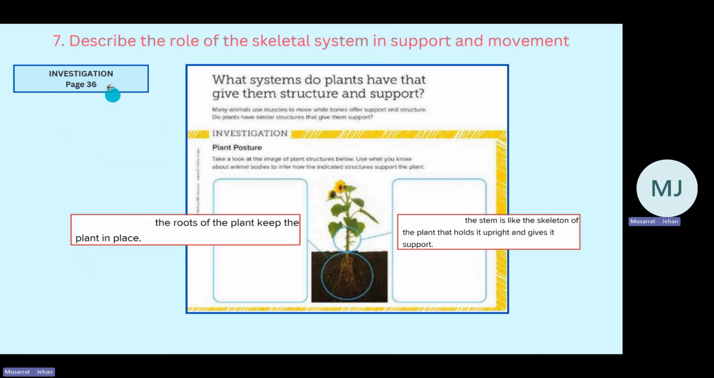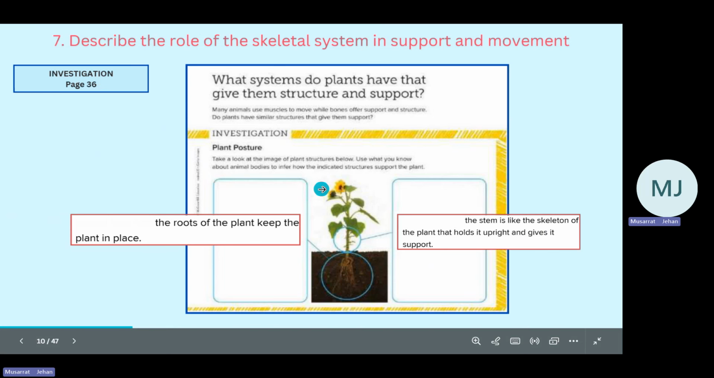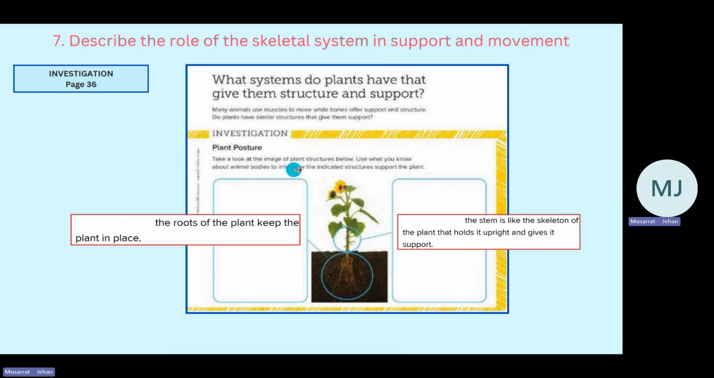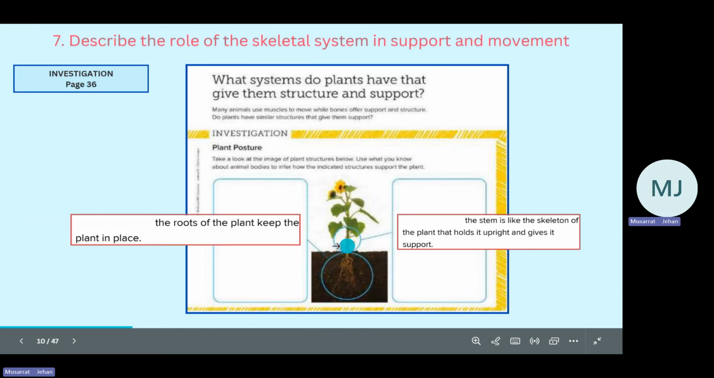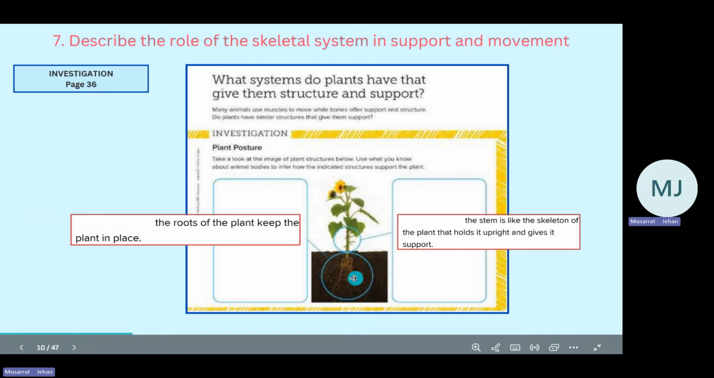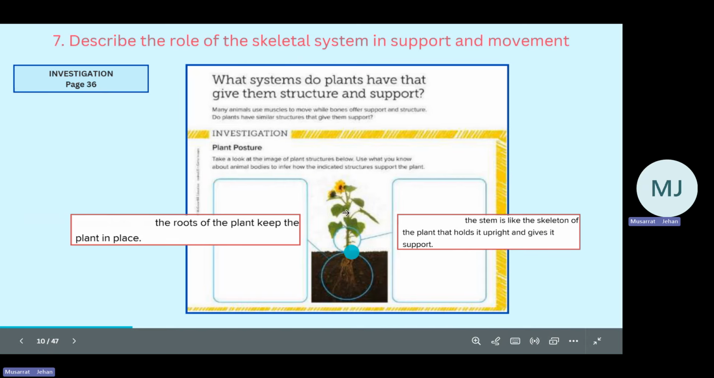Then we come to page number 36, investigation. It is about a plant system. Here it says to take a look at the image of the plant structure. Use what you know about animal bodies to infer how the indicated structures support the plant. They have indicated here the root system, and here the stem or the shoot system. You have to tell how they are supporting the plant.